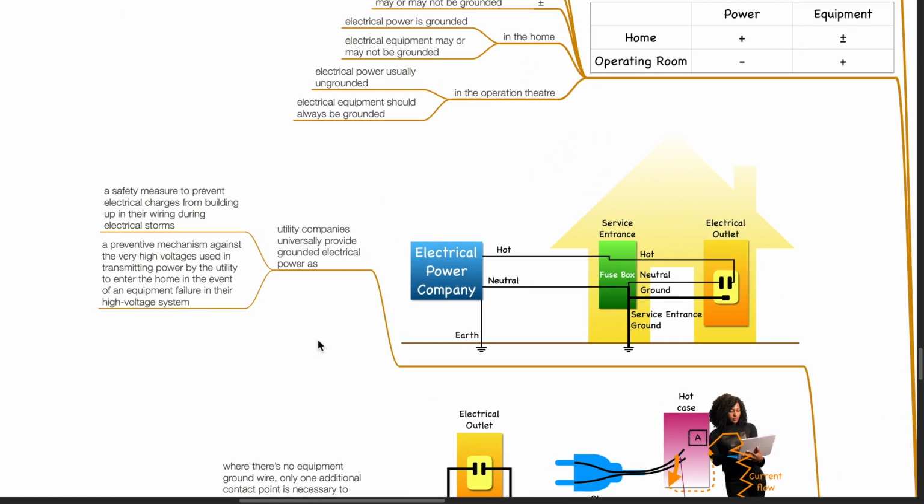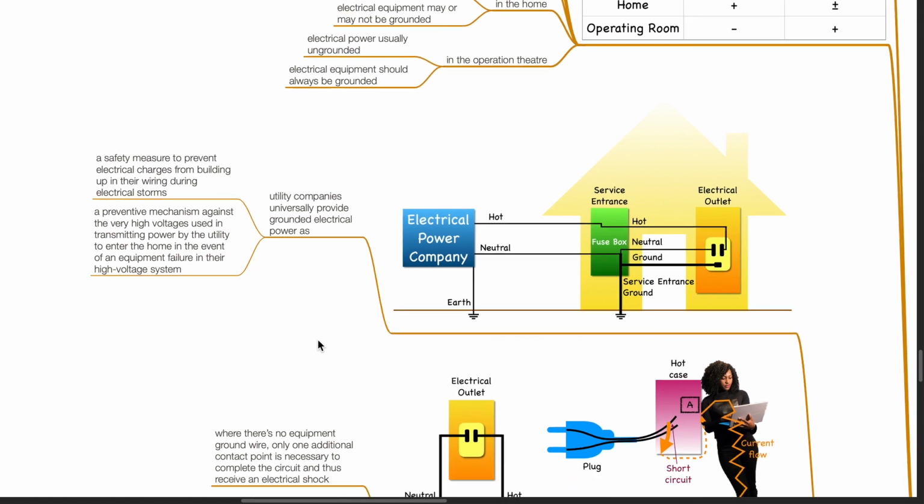In the home, utility companies universally provide grounded electrical power as a safety measure to prevent electrical charges from building up in their wiring during electrical storms, and as a preventive mechanism against the very high voltages used in transmitting power by the utility companies to enter the home in the event of an equipment failure in their high voltage system.